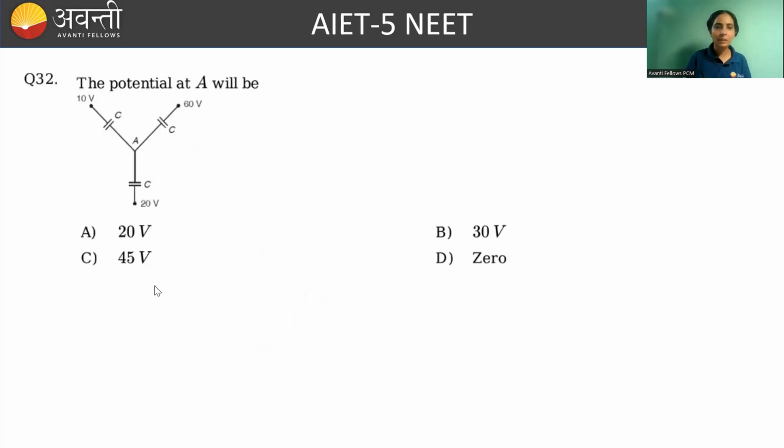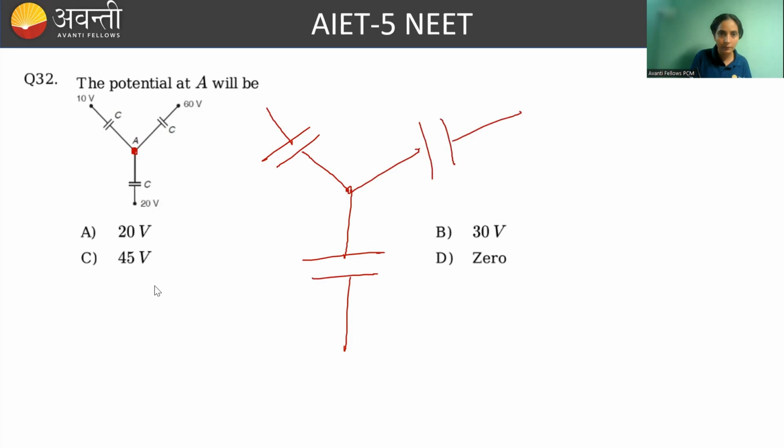Now, the potential at point A will be what? This is the point A. At point A, what is going to be the potential? Now look carefully: when I was teaching capacitors, I told you the concept of an isolated system that is not connected to any voltage point or voltage source. If you see here, this is a capacitor and this is this. Again, this is a capacitor, this is this, and this is a capacitor and this is this.